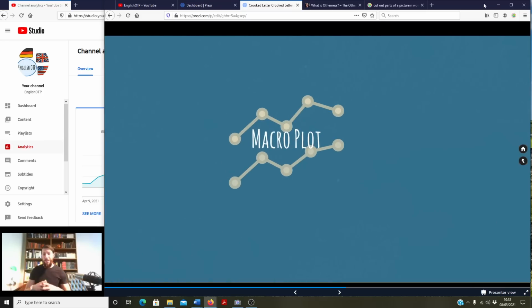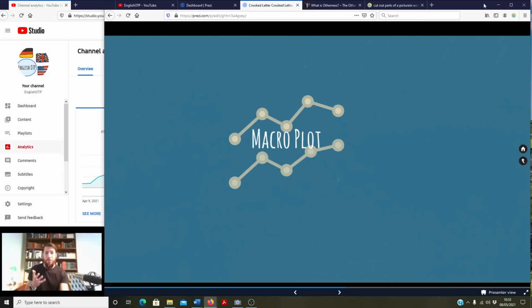I think this can really help you to refresh your knowledge of Crooked Letter, of the plot, if you've maybe read it a year ago or half a year ago, or you just want to get those big actions back into your head before heading into an exam. So this is why we're going to have a look at the macro plot.